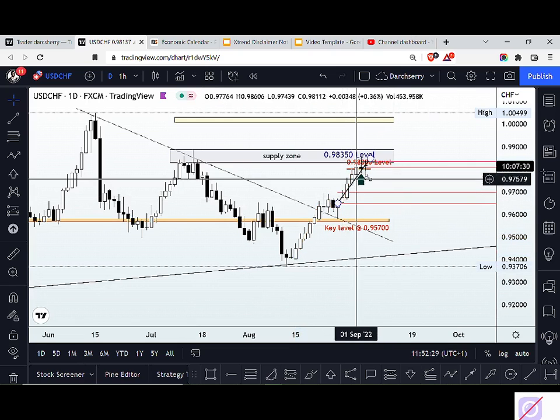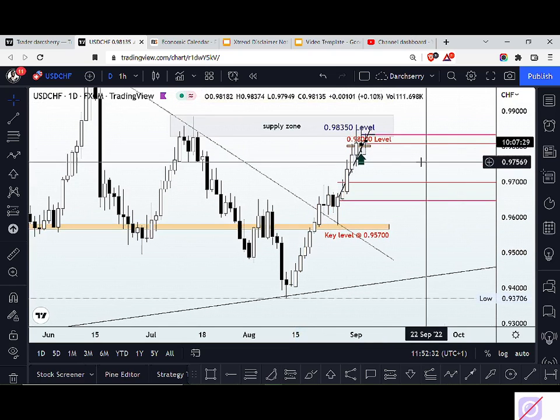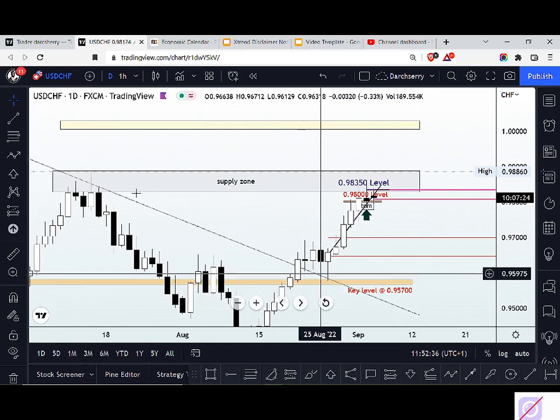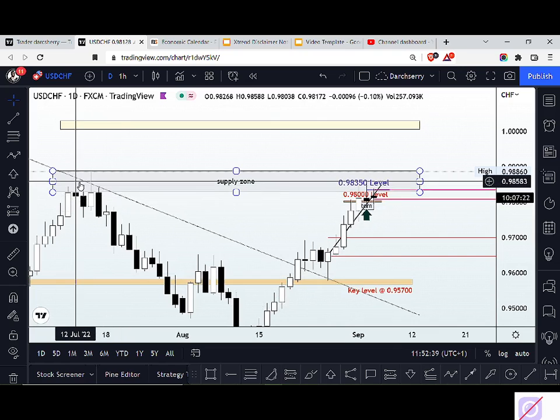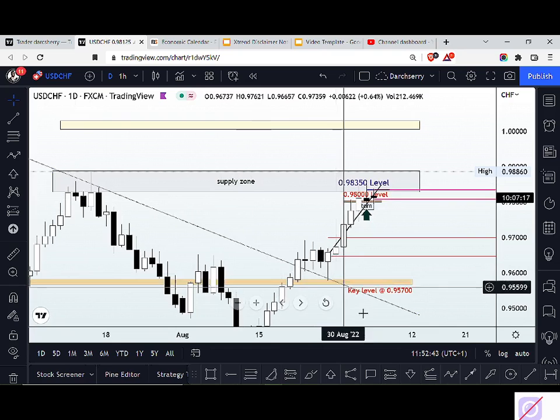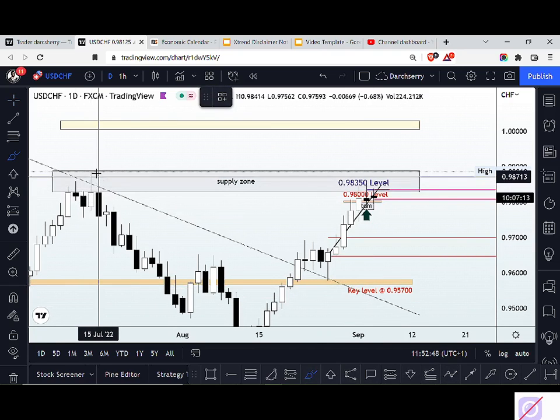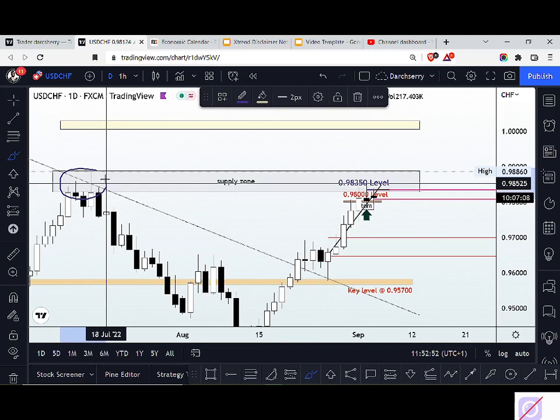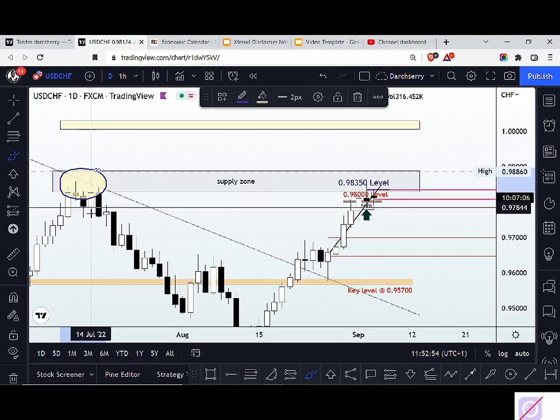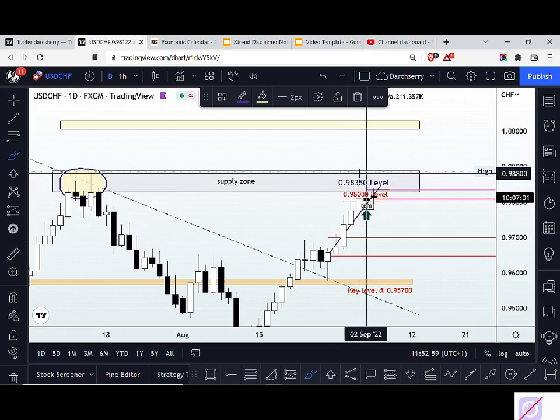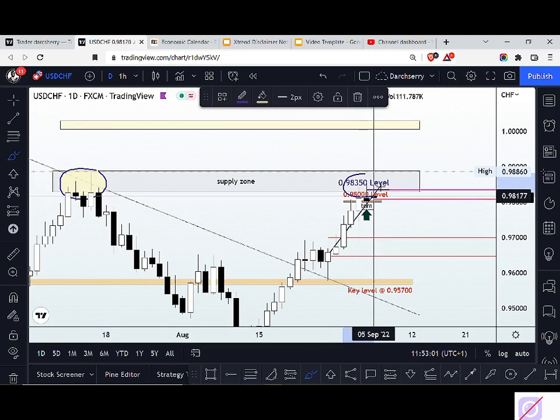Now, in the last 3 days on this pair, something interesting is happening here. If we look closely into the structure here, we can see how the 0.98500 area has been a major supply niche for participants in this market. If we go as far back as July, we can see how multiple rejections here became a selling niche for participants in this market. And right now, we can see how this area has been rejected, I think 3 times now.